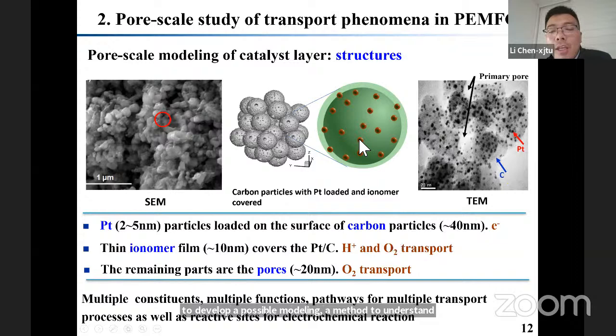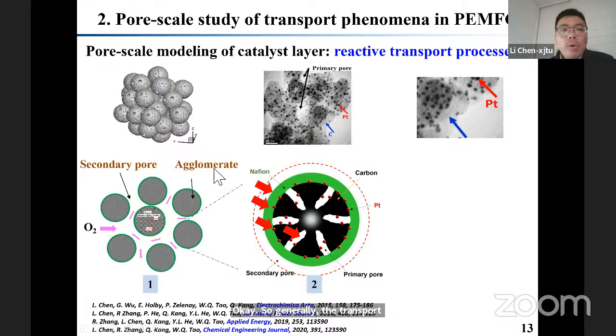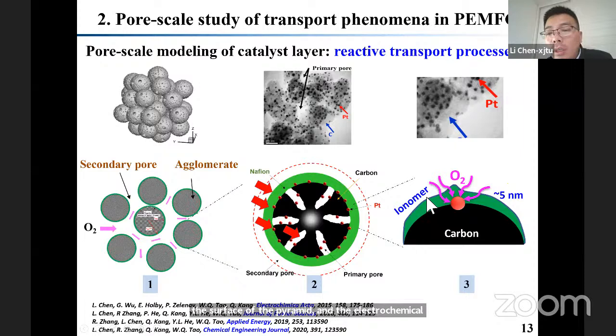Generally, the transport process of oxygen inside such a catalyst can be described as follows. Oxygen first diffuses in the pores between the carbon particles and then arrives at the carbon particle. It dissolves into the ionomer and finally arrives at the surface of the platinum, where the electrochemical reaction takes place. Particularly at the pore and ionomer interface, the interfacial mass transport is very complex. I will introduce it later. So why is it very complex?